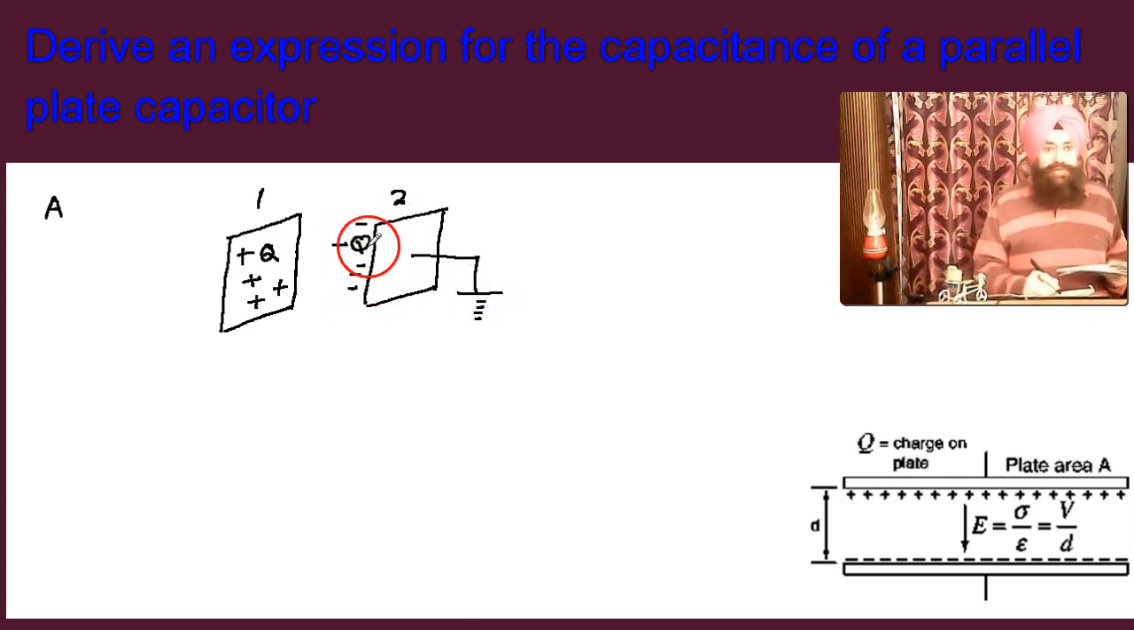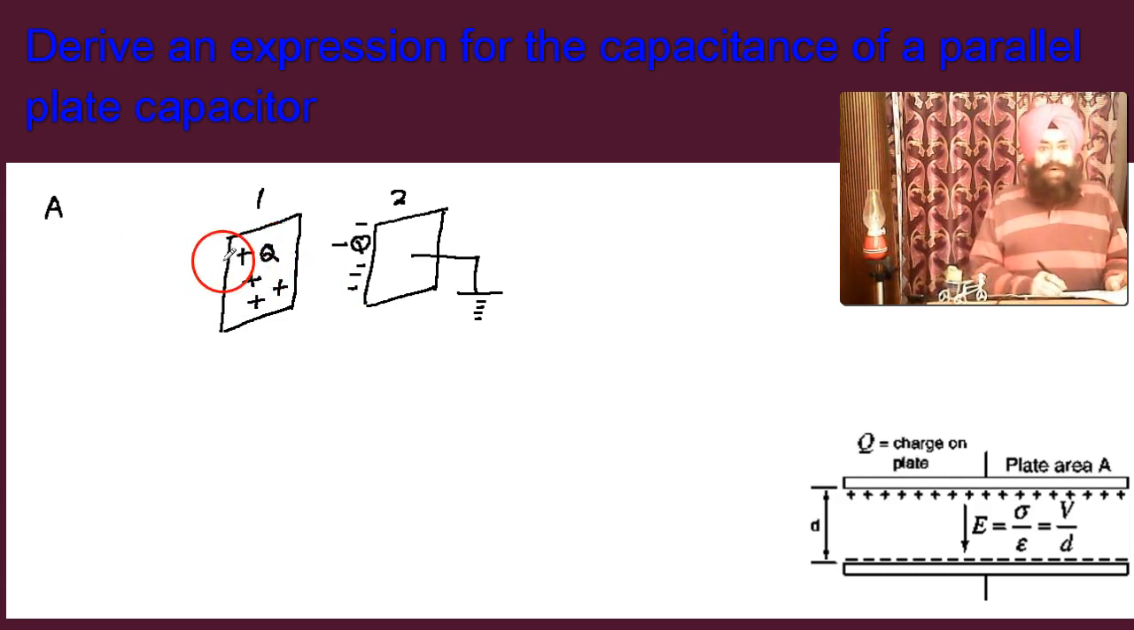When minus Q will be induced on the inner side, positive will be induced on the outer side. But as it is grounded, the electrons from the earth will neutralize all the positive charge. So now there is no positive charge on the outer side. It has gone to earth, because the second plate is at earth potential. Only induced charges remain on the inner face of the plate second.